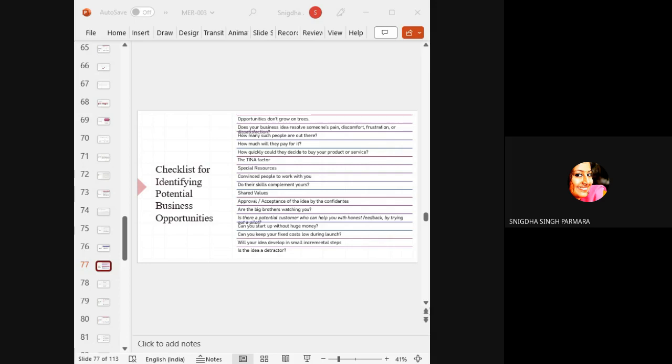Then approval or acceptance of the idea by the confidants. If you have a co-founder, if you have a partner, how receptive are they of the idea? Are the big brothers watching you?